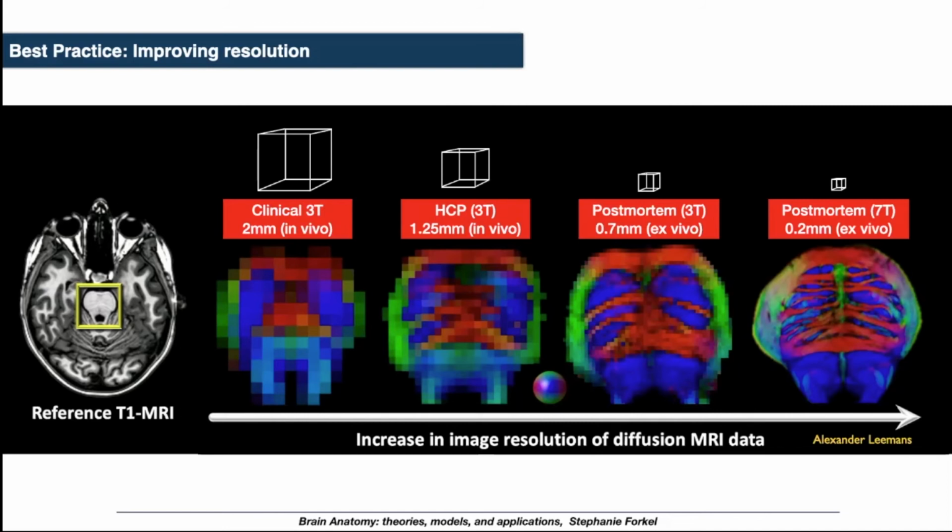And their 3T data comes at a resolution of 1.25 millimeters, and you start seeing some structures emerge that you can only guess to be there in the clinical 3T data. And then obviously not to be recommended for your actual in vivo studies, but you can also do postmortem imaging, where you can go down to resolutions below a voxel and get absolutely stunning images, especially when you look at the last one, the 7 Tesla 0.2 millimeter ex vivo.